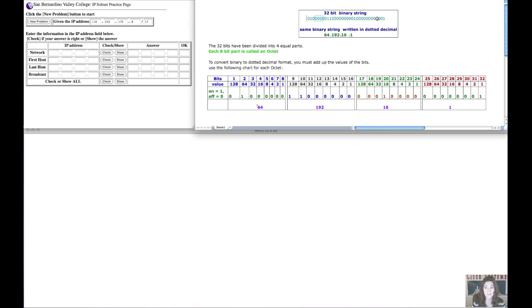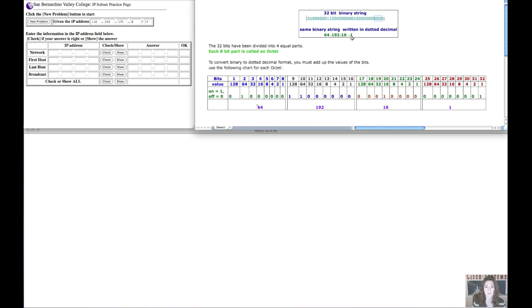When we get a router's point of view of an IP address, we don't like that. We want to change it so that we can easily say, hey, IP address 64.192.16.1 instead of 0, 1, 0, 0, 0, 0, 0, 1. You get the idea.